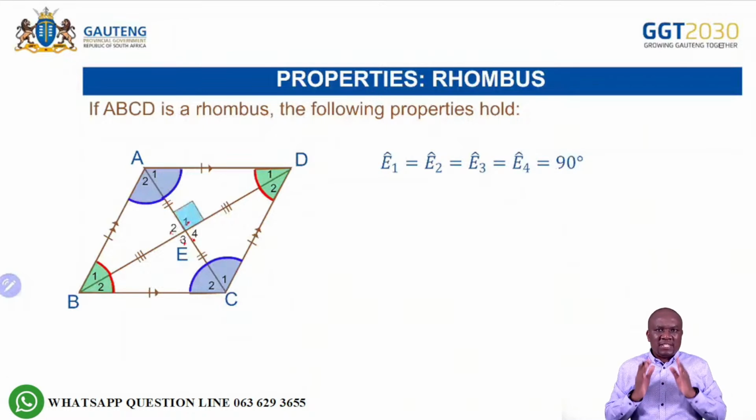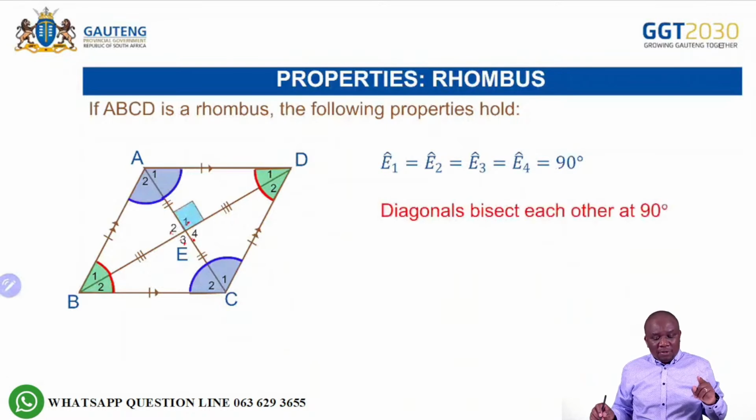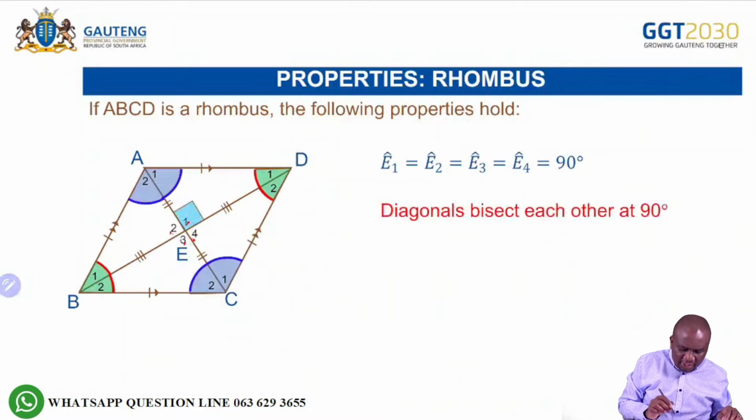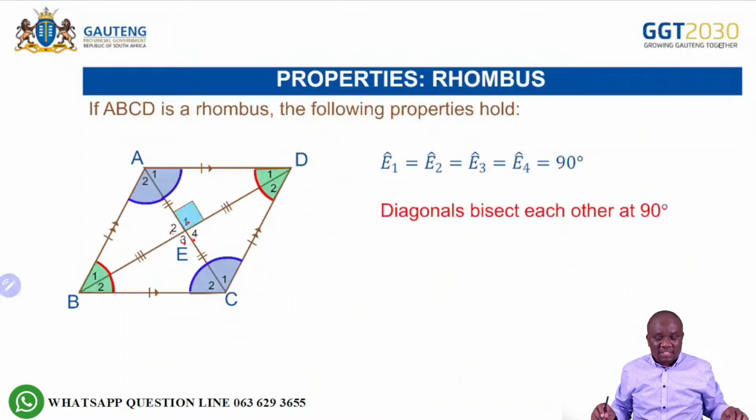So what can you say about these diagonals? We say these diagonals bisect each other, but for a rhombus there is a very, very important property to say this parallelogram is a rhombus. How do you see that? If the diagonals bisect each other at 90 degrees, then that parallelogram is a rhombus. Diagonals bisect each other at 90 degrees. Please write that one down. Okay? So that is a rhombus.